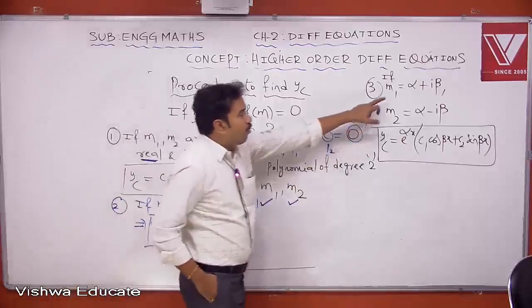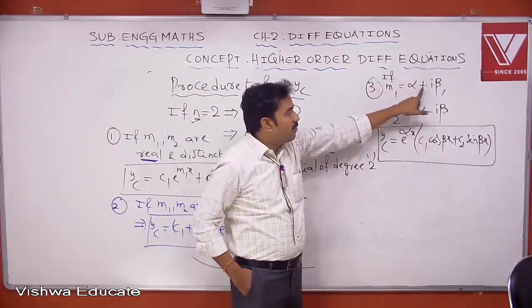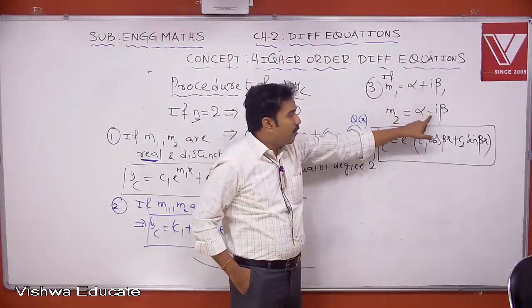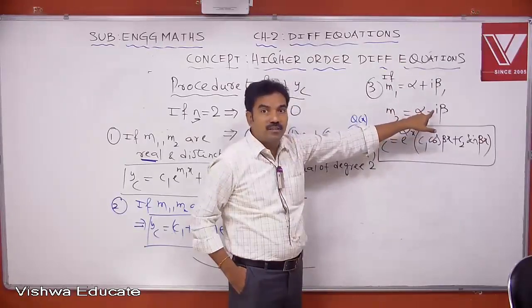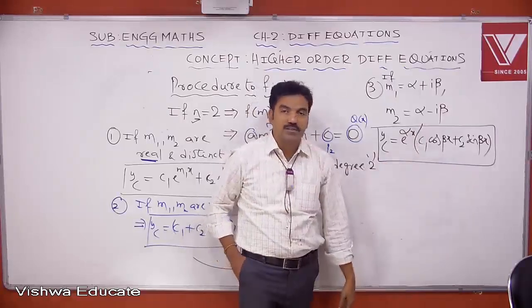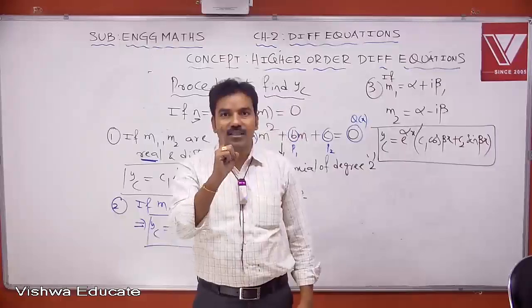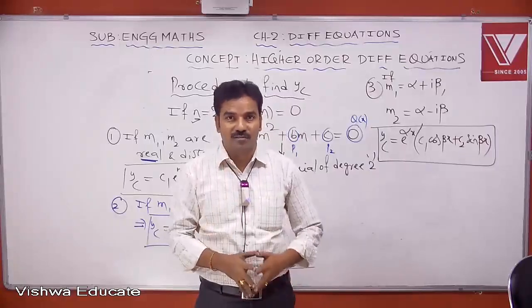Now, if the roots are complex, whenever alpha plus i beta is a root, its complex conjugate is also a root of the same equation. Then I will get the exponential function into c1 cos beta x plus c2 sin beta x. Therefore, in all three cases, one function is very common, that is the exponential function.